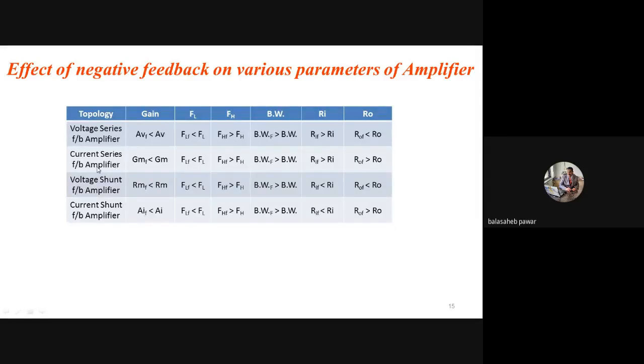Now switch to the next one. Now it will be somewhat complicated to understand, but I will give the hint on how to remember it again. See, the second topology is the current series feedback amplifier. So concentrate first of all on the type of mixing, that is, on the input side. The type of mixing in this topology is series mixing. Series mixing is possible only when there is a voltage type of source. Am I right? Do you agree with this?